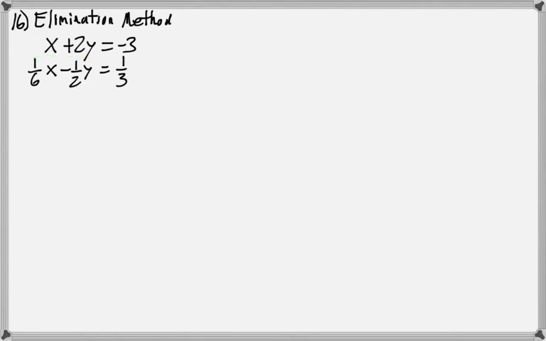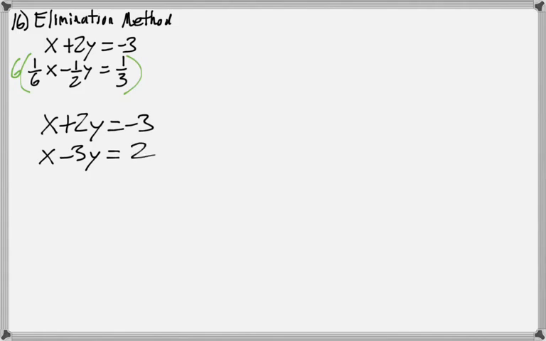And we do that by multiplying by the LCD of these three fractions. The LCD of 6, 2, and 3 would be 6. So I'm multiplying everything here by 6. So the top equation is not changing. The bottom equation is going to be x minus 3y is equal to 2. So the 6 is going to cancel out with each of those fractions. So now we have our new system of equations, but we still need to worry about the elimination method.